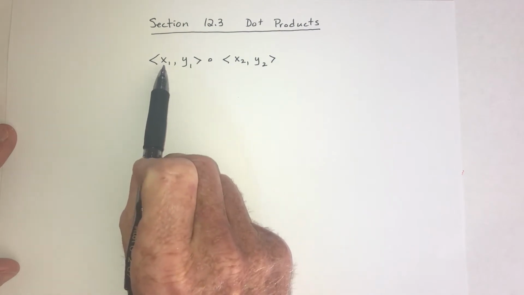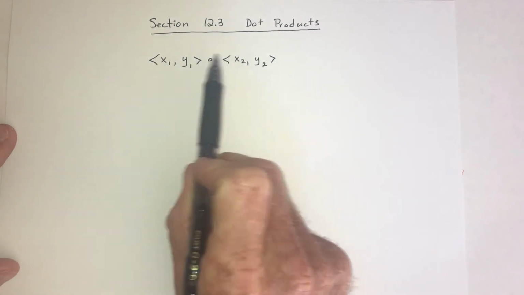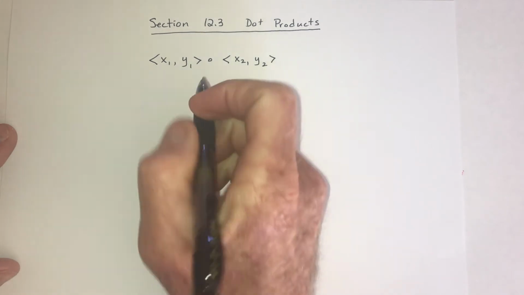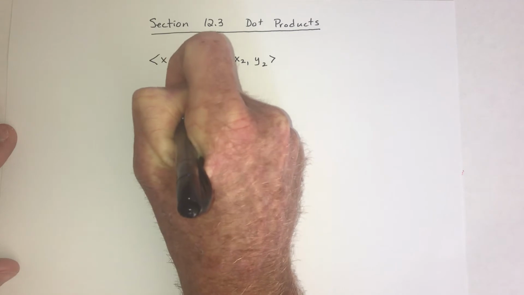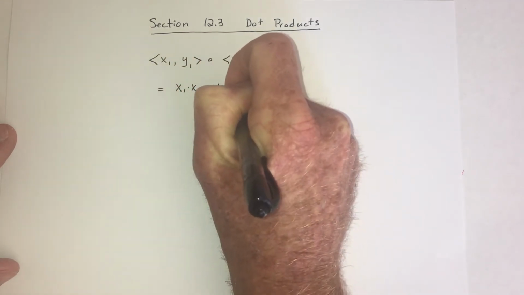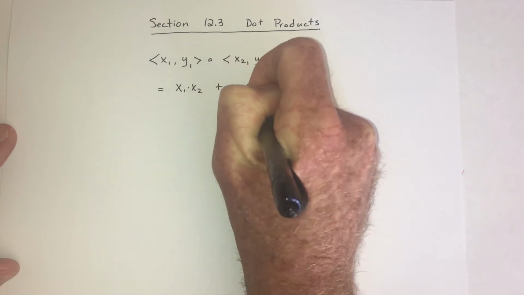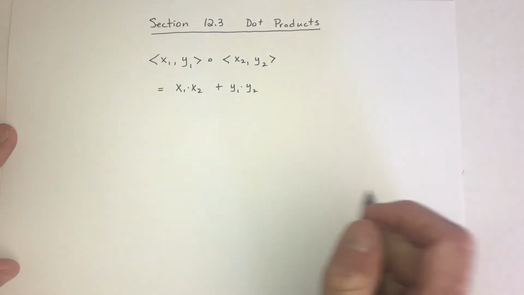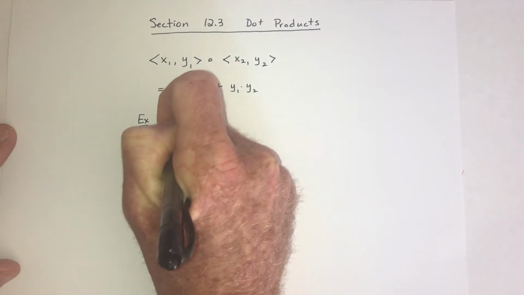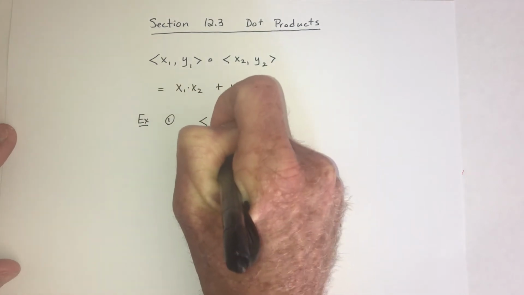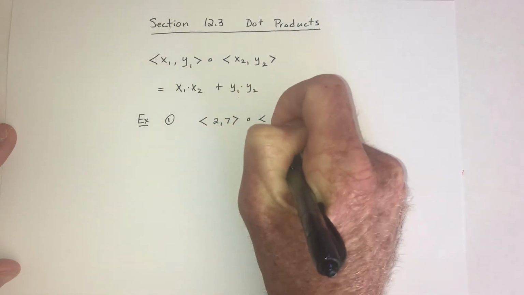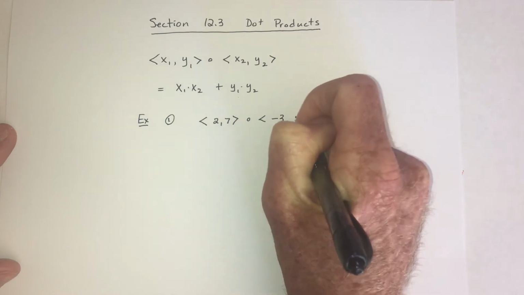Then you multiply the x component with the x component. You multiply the y component with the y component, and then just add those together. So it'd be x1 times x2 plus y1 times y2. Simple as that. So for example, if you have the vector 2 comma 7 and then dot product with negative 3 comma 5.